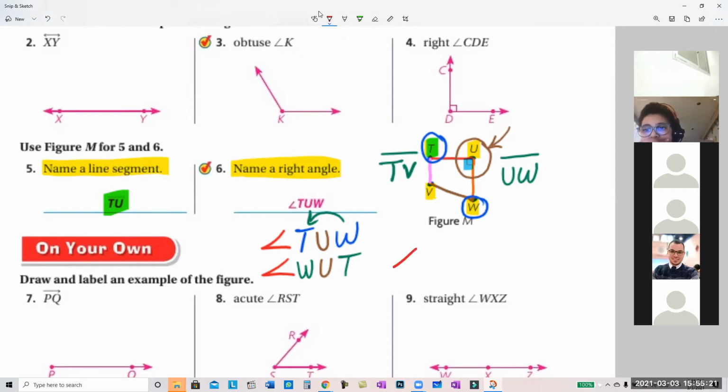Don't forget to write the angle sign, and then we can use just the vertex letter. The vertex letter is U. So you can put it like that, angle U, okay? So we have 3 ways to write an angle: angle T, angle UT.